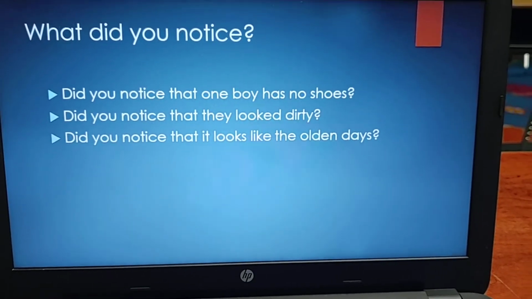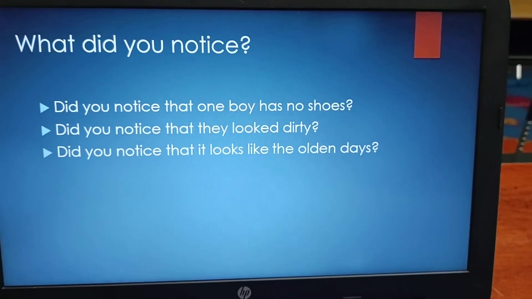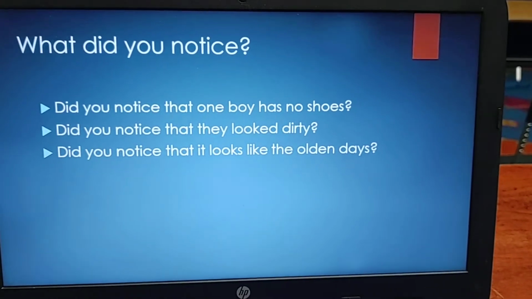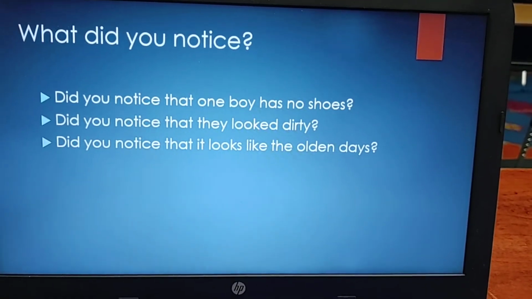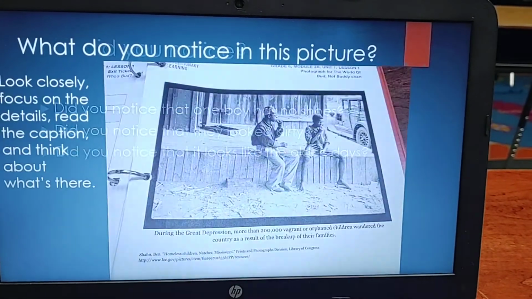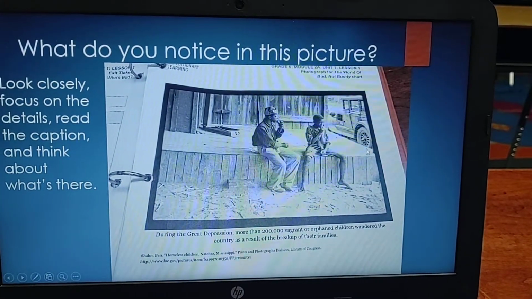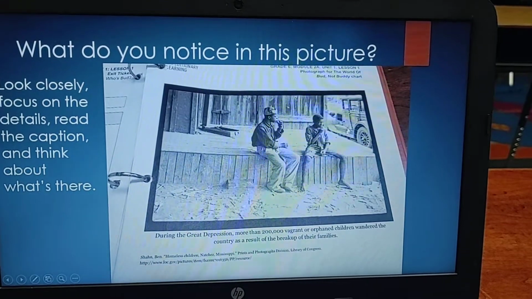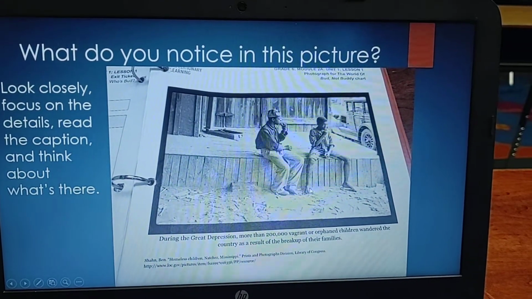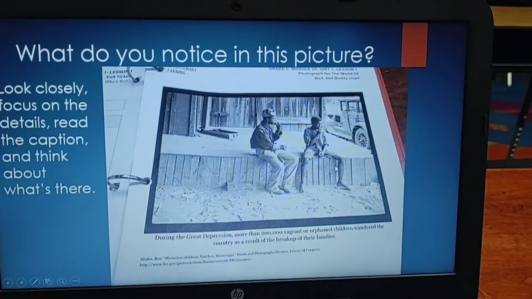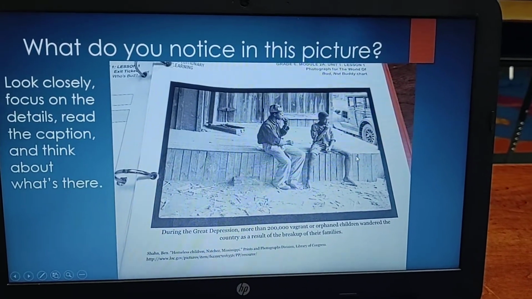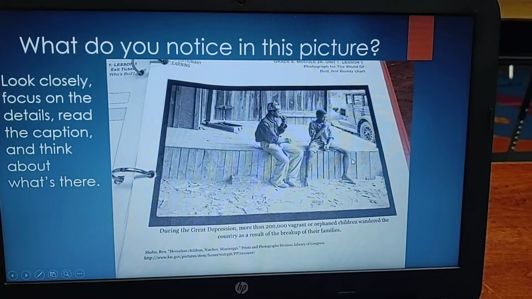For me, I noticed that one boy has no shoes. I noticed that they kind of look dirty and that it was back in the olden days because you have an old truck. Here's the old truck off to the side. Here's a boy sitting with no shoes. They do look kind of dirty and his clothes are tattered. So that's what I noticed in this picture.